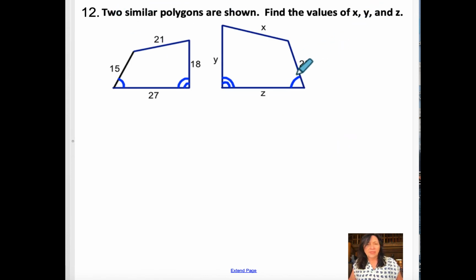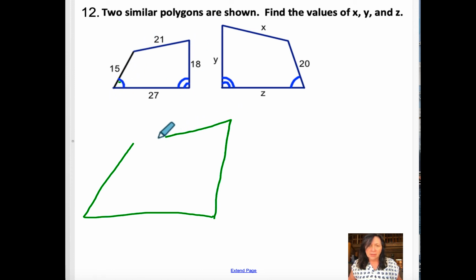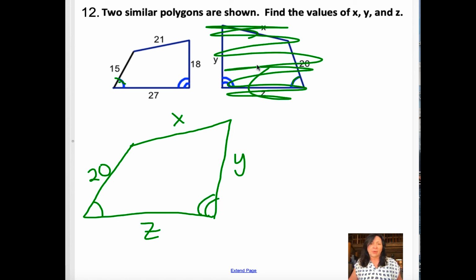2 similar polygons are shown. Find the values of x, y, and z. The thing with this is that these are flipped, right? I'm going to see how this is congruent to that. I'm just going to redraw these because I want to make sure they're lined up. So this right here goes down over higher and then down like that. So I know that this angle 15 is this angle down here. My base is still Z, but this height here is 20. This up here is X, this here is Y, and this angle here is now equal to that.